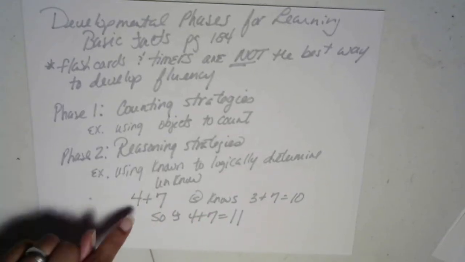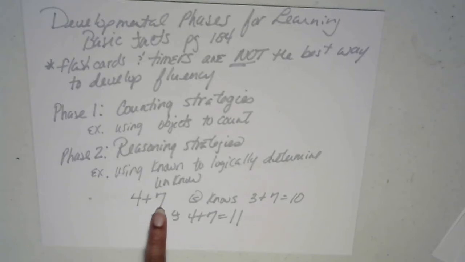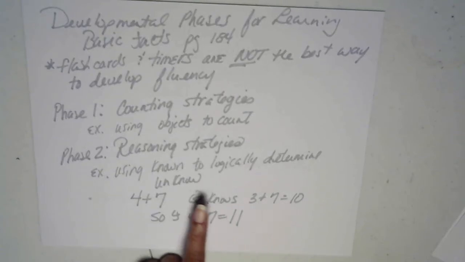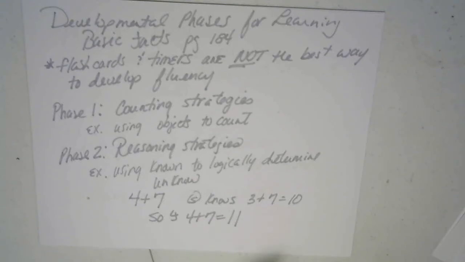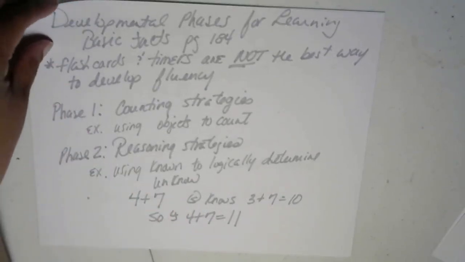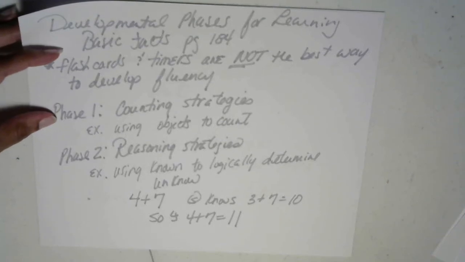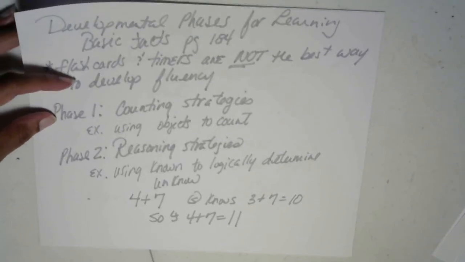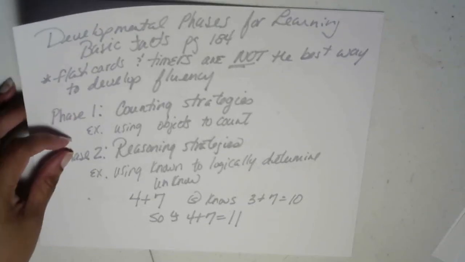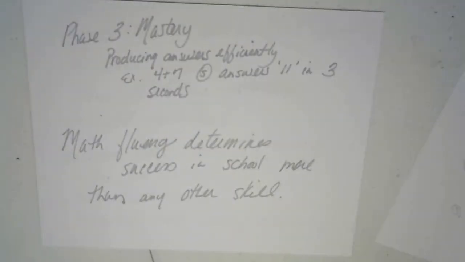For example, in this problem, 4 plus 7, if I am building 10s with fluency, then I already know that 3 plus 7 is 10. I can simply just add that 1 and know that 4 plus 7 is 11. So you want to help them first from moving. We're moving from counting objects to using reasoning skills, because we know how to build 10s. So we can build 10s and then add on.